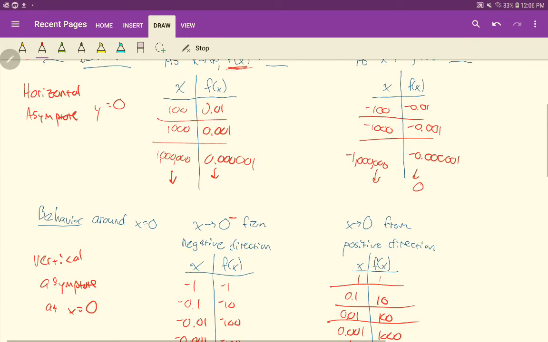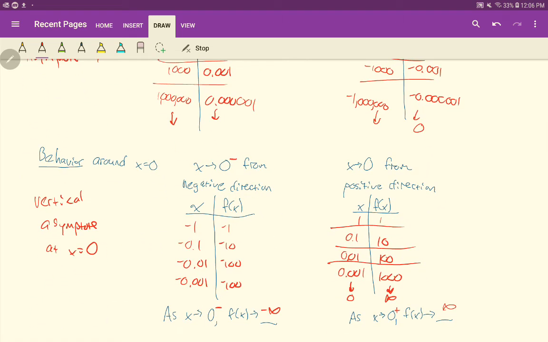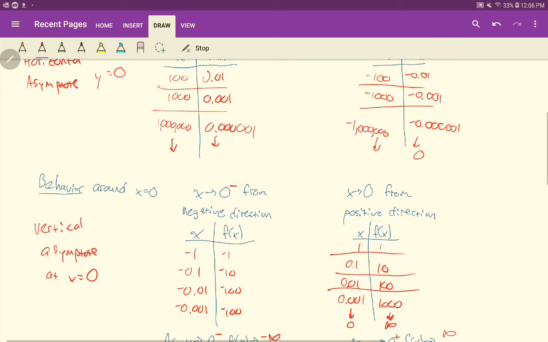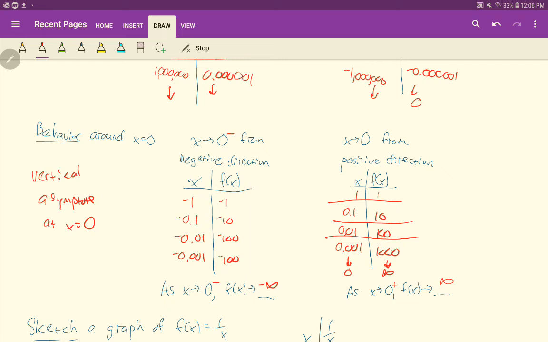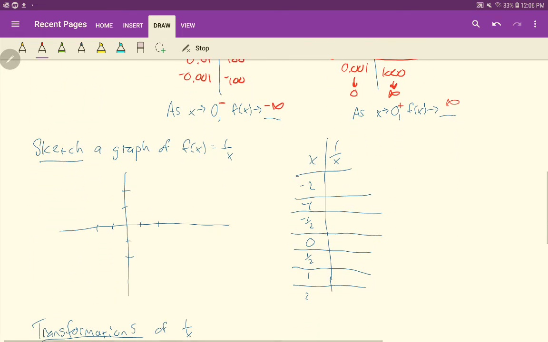Okay, vertical asymptotes and horizontal asymptotes both have this kind of boundary behavior to them, but vertical asymptotes are special in that your graph will never cross a vertical asymptote. You could potentially cross a horizontal asymptote, but you will never cross a vertical asymptote. Okay, so let's take a look at what this looks like then.